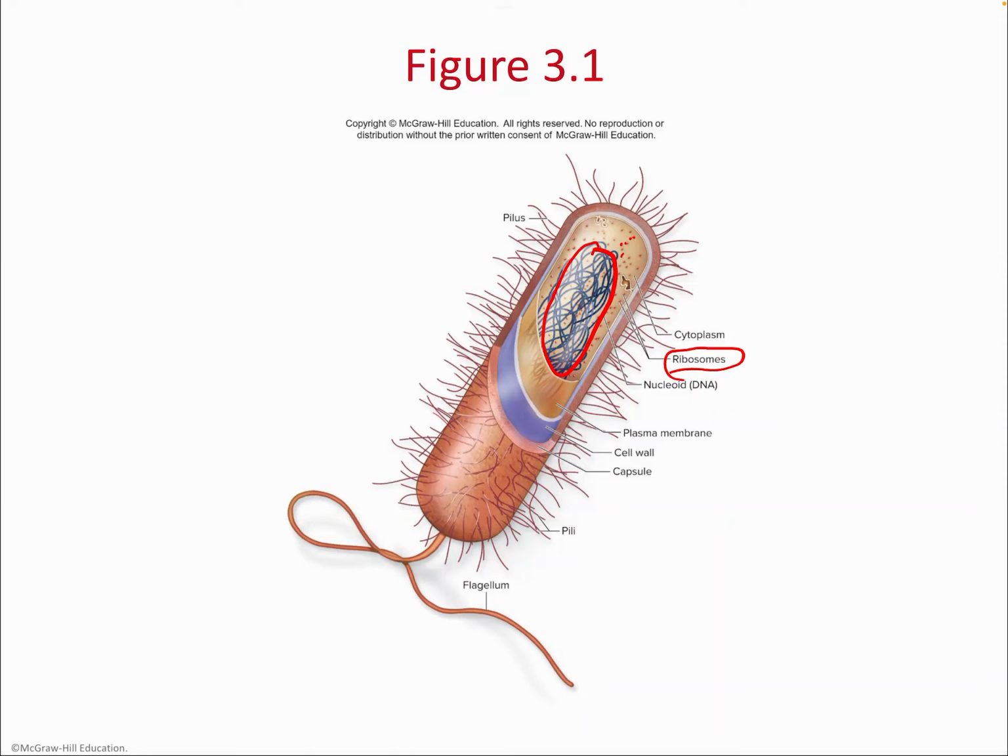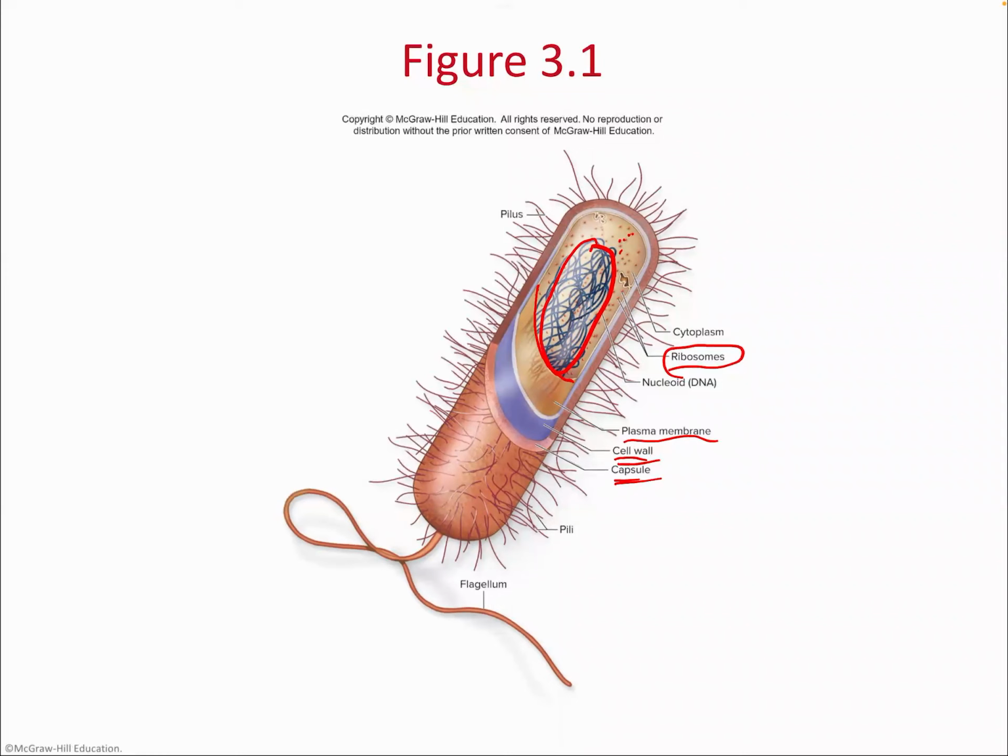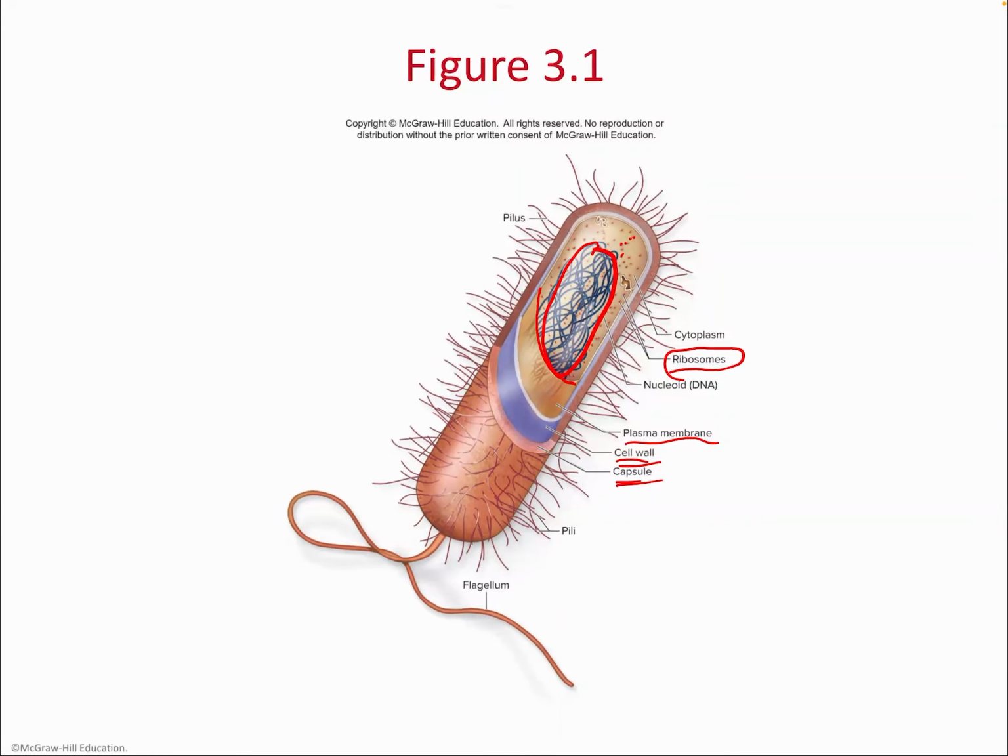As you continue to move outward, the first layer you're going to run into is the plasma membrane, a lipid bilayer, just like we learned about in the last chapter. And then outside of that, you're going to have a cell wall. We're going to take a look at the construction of the cell wall here in just a second. And then beyond that is going to be the capsule, which is kind of like a gelatinous layer, has different types of consistencies to it, but it's a fairly thick layer.